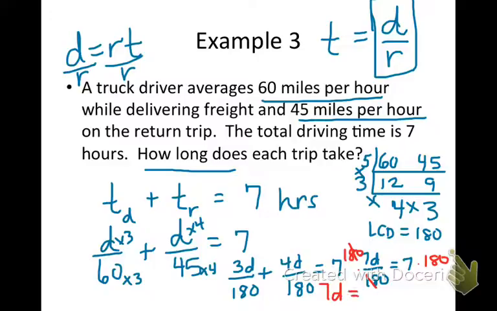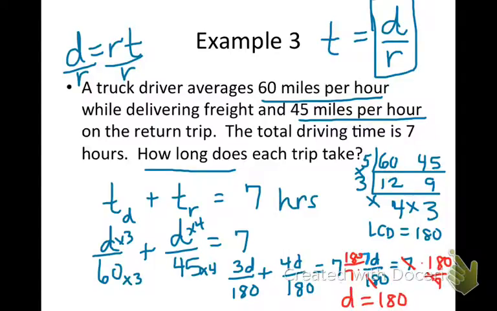So 7d is equal to, and you know what, I'm going to erase that. Let's do this. Let's multiply both sides, we'll save a little bit of time, by 180 over 7. Okay, the 7s will cancel. So d is now equal to 180.